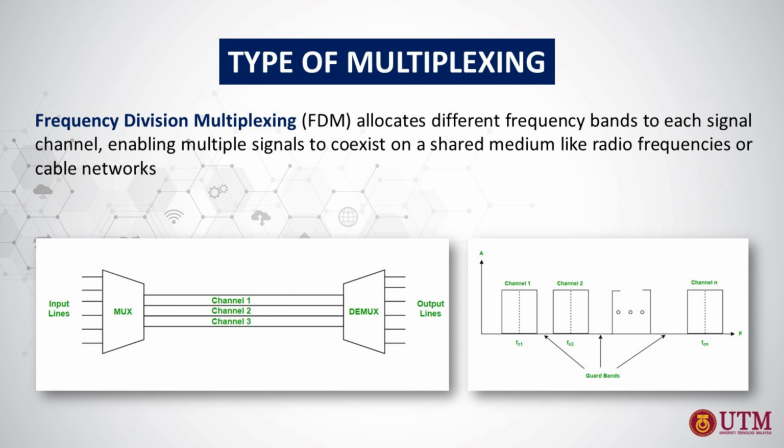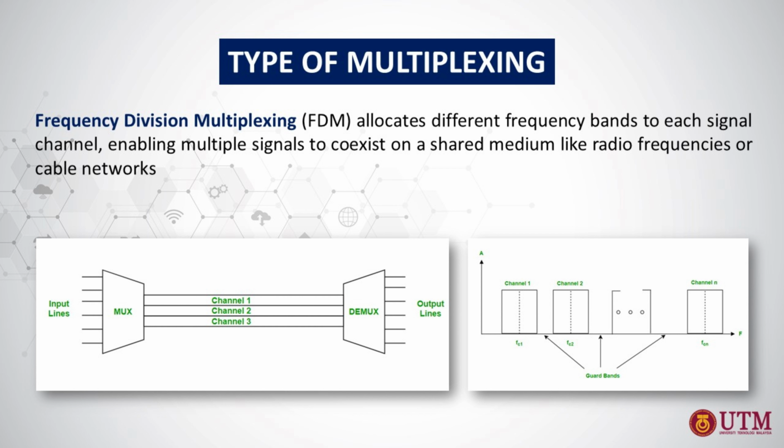Frequency division multiplexing (FDM) is a technique used in telecommunications to transmit multiple signals simultaneously over a shared medium. It works by dividing the available bandwidth into multiple non-overlapping frequency bands, with each band allocated to a different signal channel. This allows each signal to occupy its own distinct portion of the frequency spectrum without interfering with others.